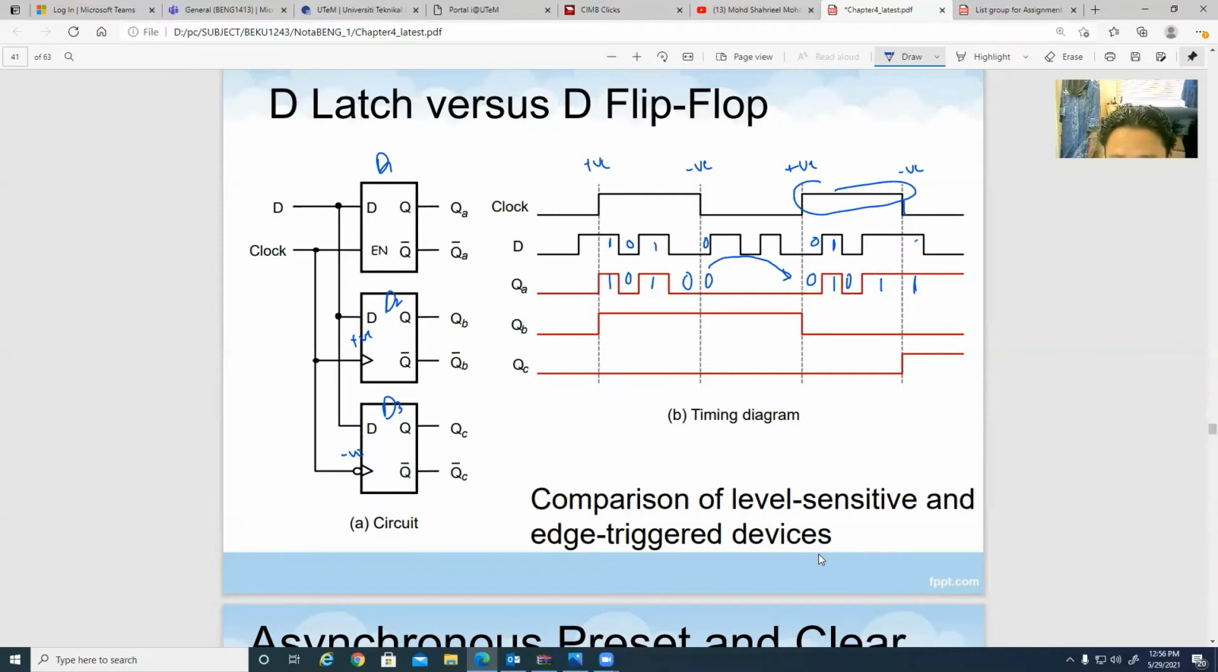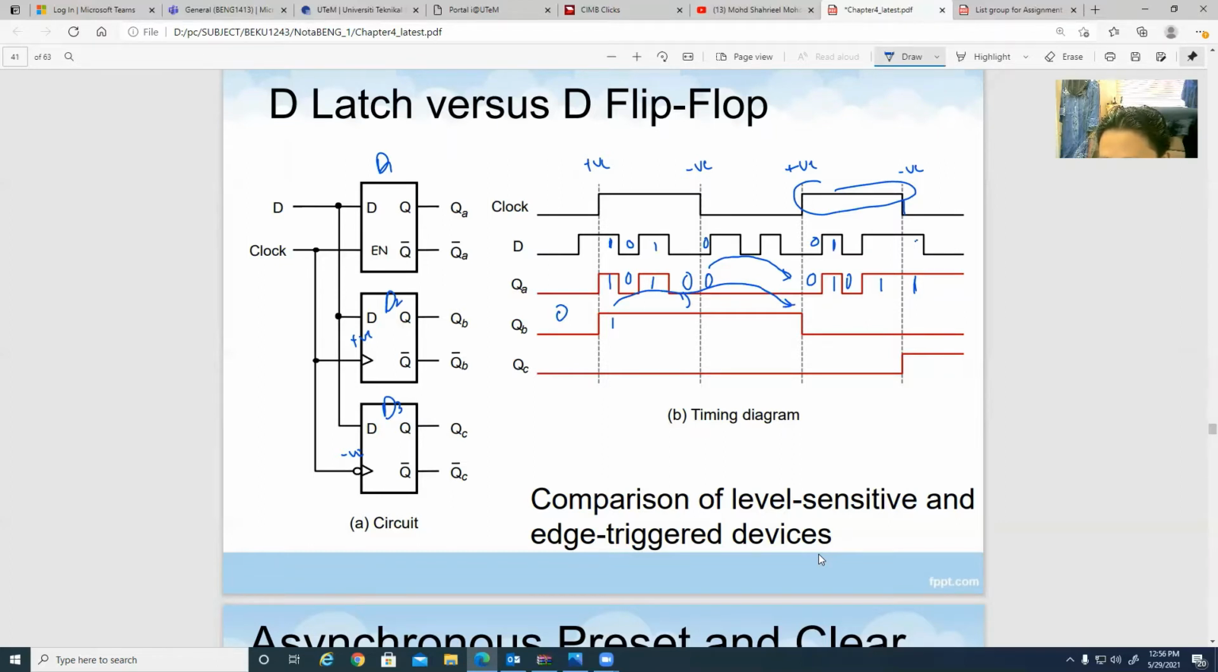Now for QB here. On this one is a positive edge, so now we have 0, not activated, until this one is activated. Now our D is 1, so D is 1 until we go for the next positive edge here.